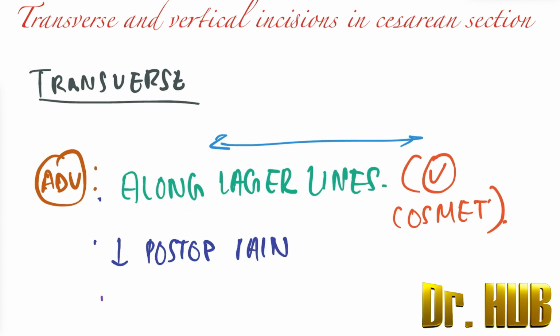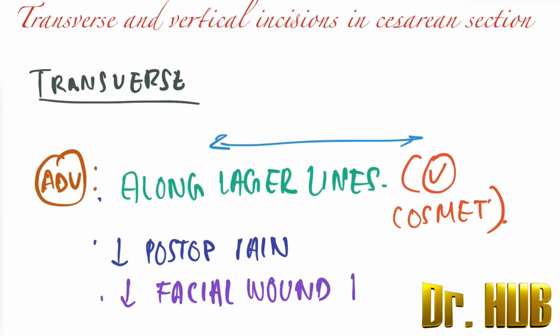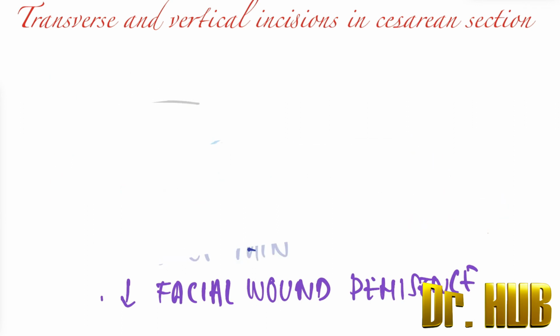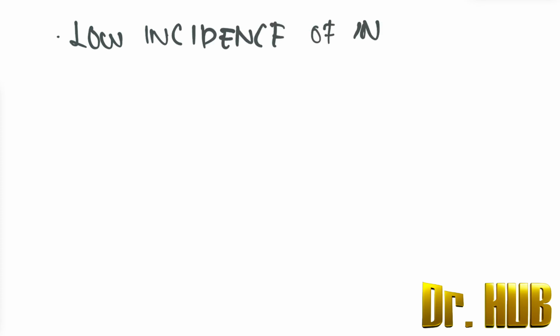Then comes the less fascial wound dehiscence. What is the other advantage? It can also have a low incidence, and this low incidence is of incisional hernias.